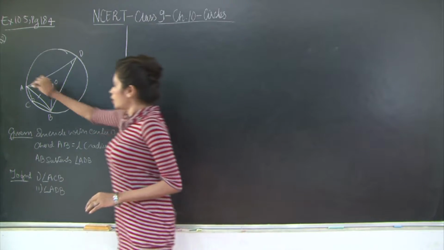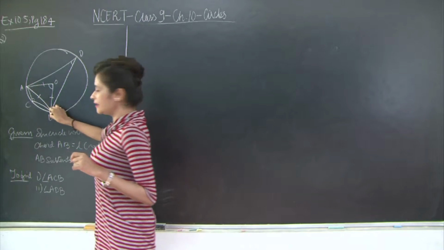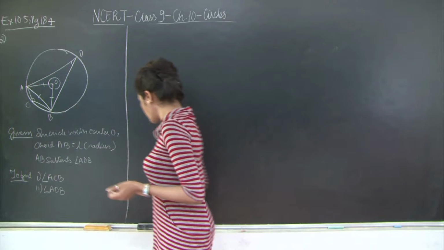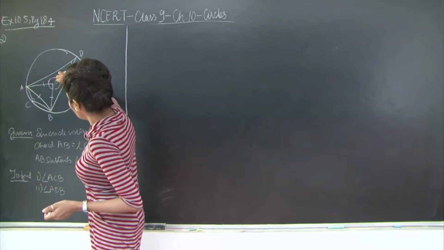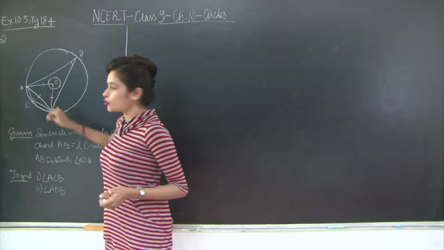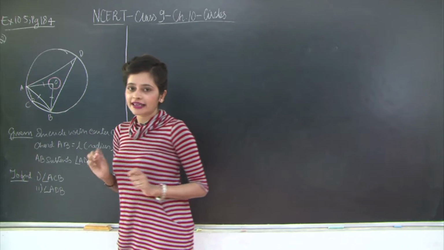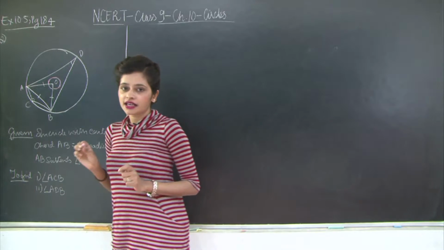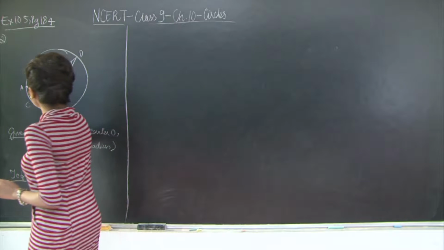Now, I have chord AB and minor arc ACB. So arc ACB is making reflex angle AOB. Correct? Let me do it with another colored chalk. ACB is making reflex angle AOB at the center. Therefore, angle ACB is going to be half of reflex angle AOB. So we need to find the measure of angle AOB. How do we find this? If you notice, triangle ABO is an equilateral triangle because all the sides are equal. Therefore, this angle here is 60 degrees.